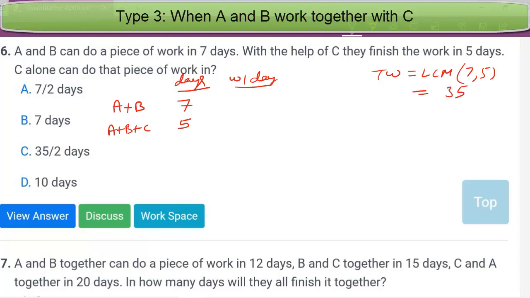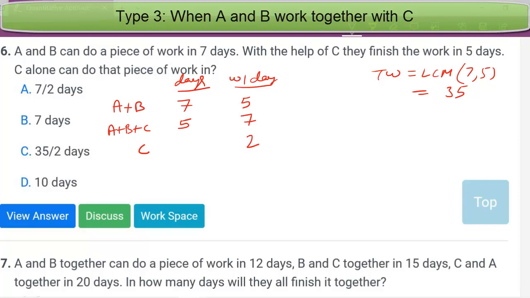Okay, so if 35 is the total work, then A plus B will be doing 5 work per day, and A plus B plus C, they will be doing 7 work per day. So you can just subtract this minus this and you will get the work per day by C. So 7 minus 5, that means 2. So 2 work per day is done by C.